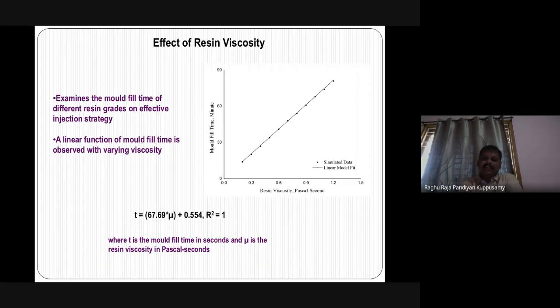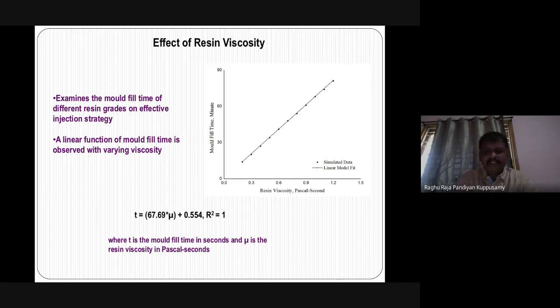So this is the effect of resin viscosity. You can ask why the resin viscosity is varied, because obviously when I choose different grades of resin at room temperature, the viscosities will be different. It may be an indirect way of evaluating different grades of resin and how much mold fill time I will get for that.